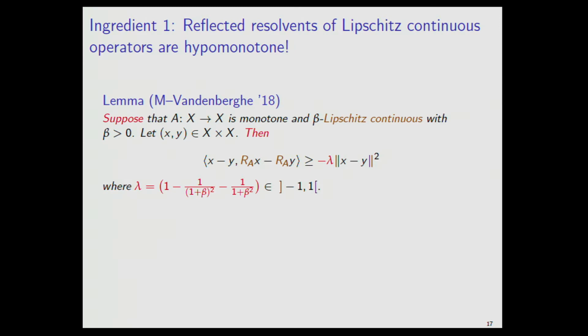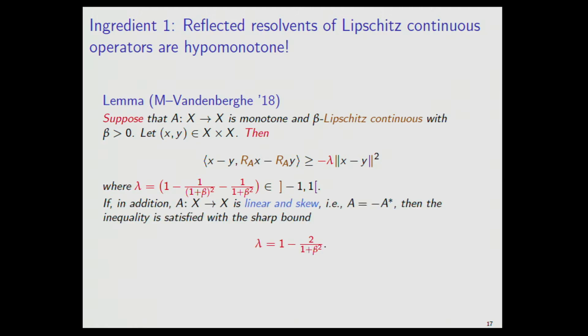So the reflected resolvent of a beta Lipschitz continuous operator satisfies this inequality. And in fact, this lambda is between -1 and 1. If lambda is non-positive, then if it's 0, this means that the reflected resolvent is monotone. And if it's negative, we are even better: strongly monotone. But if lambda is positive, minus lambda would be negative, and this is a property that was introduced by Rockafellar called hypomonotone operators. This bound in general is not sharp, but if we are linear and skew, we get a sharp bound.